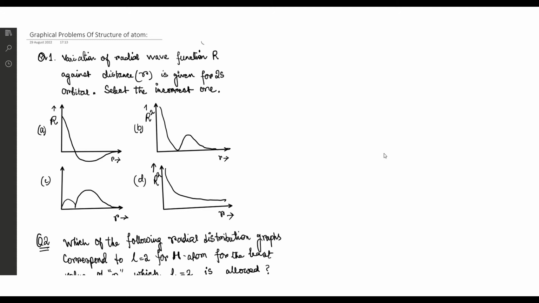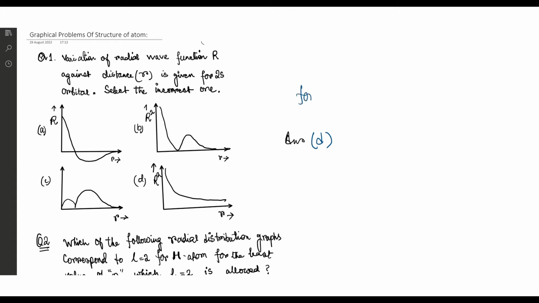So what will be the correct one? It will be D, is it not? It is answer D. Just a moment. It will be answer D. Why is this graph the correct one?